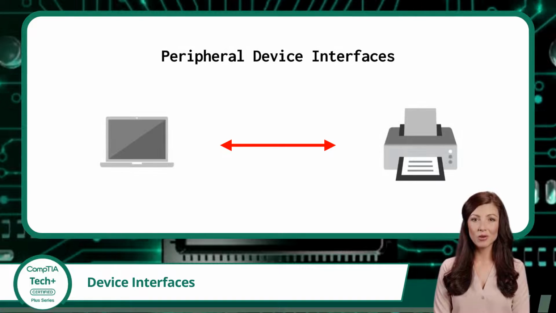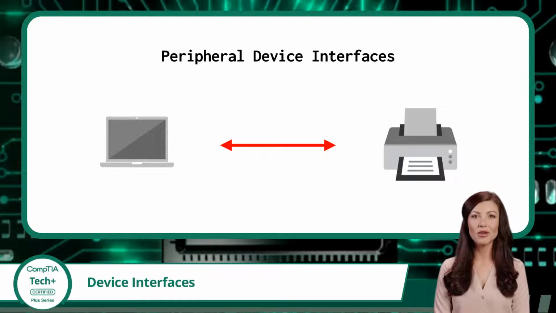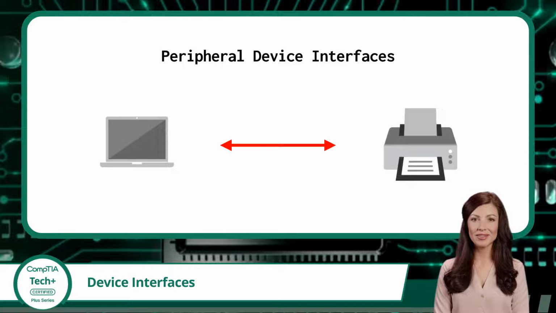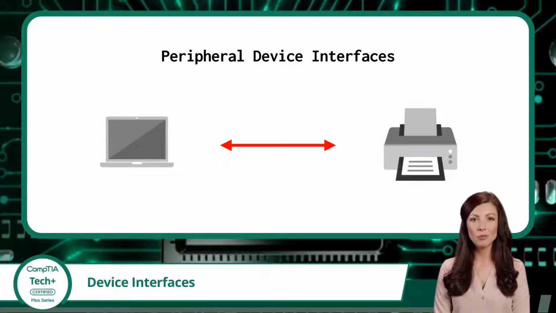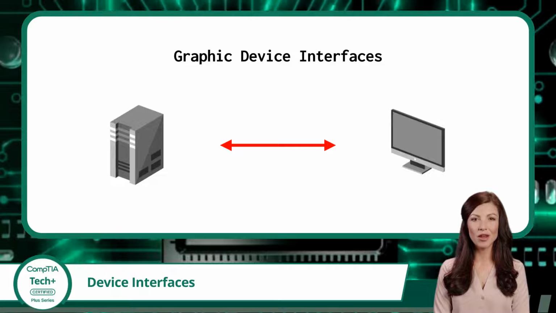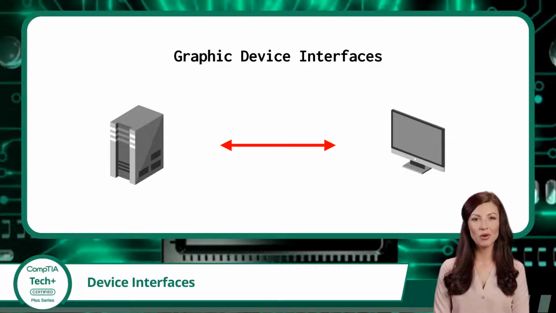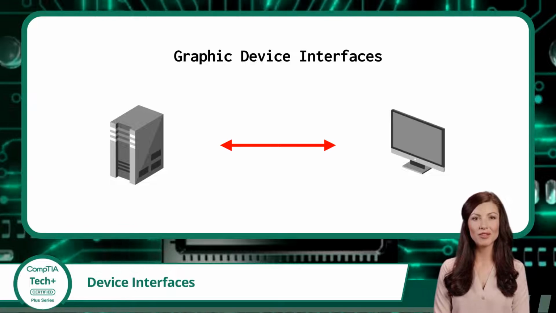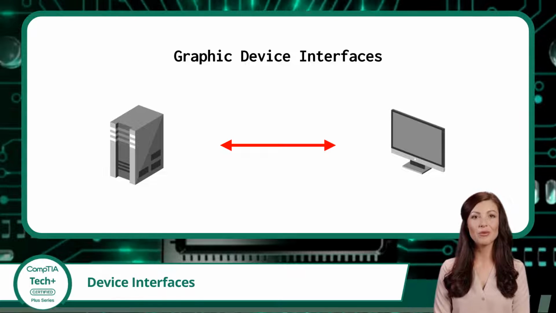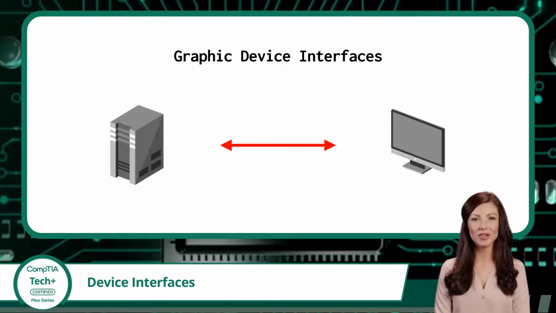The second category is peripheral device interfaces. Peripheral device interfaces will allow communication from a computing device to a peripheral device. An example would be an interface that creates a connection from a laptop to a printer. And the third category is graphic device interfaces. Graphic device interfaces will allow you to transmit visual data for display purposes from a computing device to a graphic device. An example would be an interface that creates a connection from a desktop PC to a computer monitor.